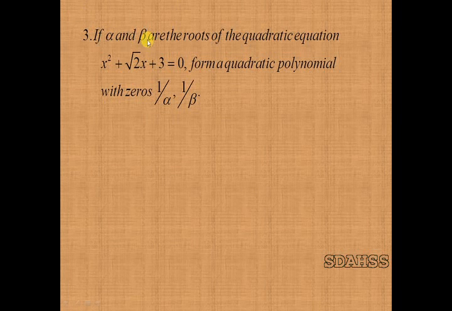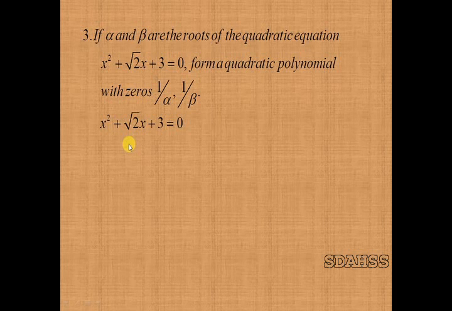Third sum. If alpha and beta are the roots of the quadratic equation x square plus root 2x plus 3 is equal to 0, form a quadratic polynomial with the zeros 1 by alpha comma 1 by beta. Here alpha and beta are the roots of the quadratic equation x square plus root 2x plus 3 is equal to 0. Let us take this quadratic equation. Its roots are alpha and beta.